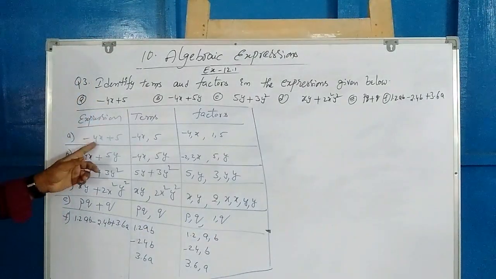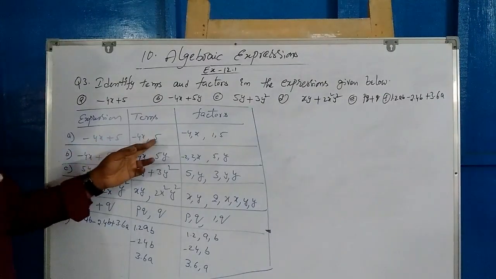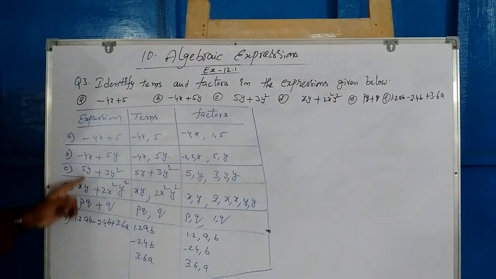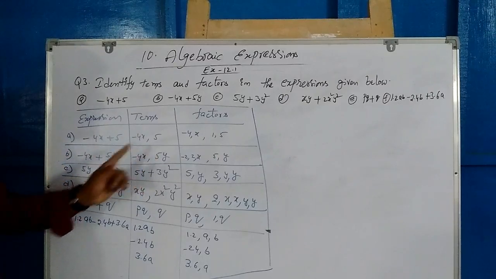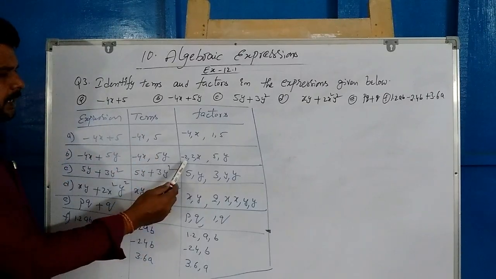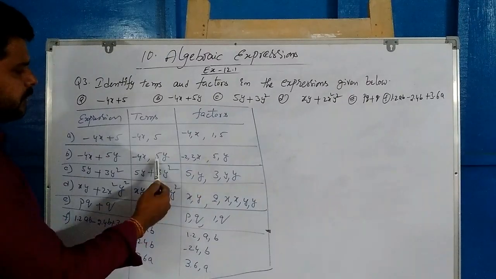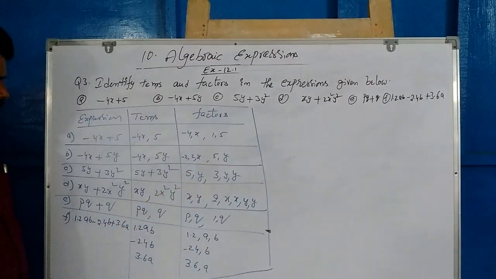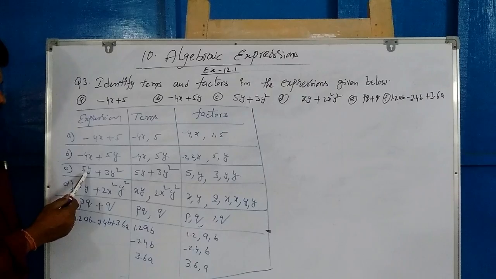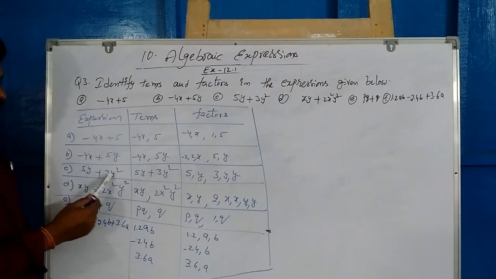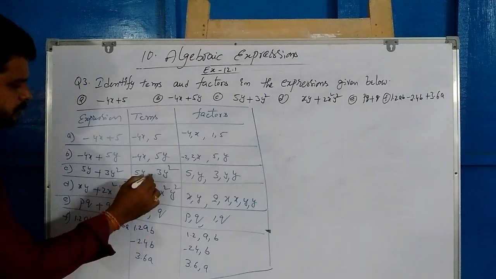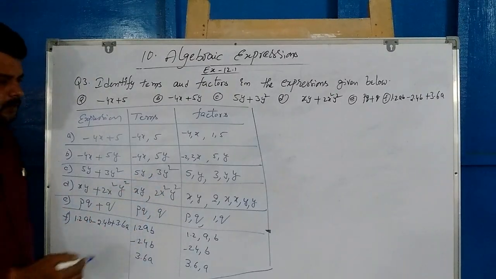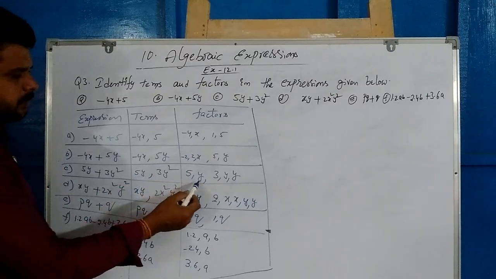So first one, minus 4x plus 5, we have 2 terms, minus 4x and 5, these are the factors. Minus 4x plus 5y, we have also 2 terms, minus 4x and 5y. So factors: minus 4, x, and 5, y. Same like the second one, 5y plus 3y square, 2 terms, 5y and 3y square. So 5y factors, 5 comma y.